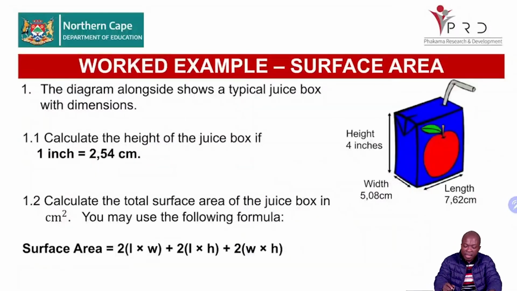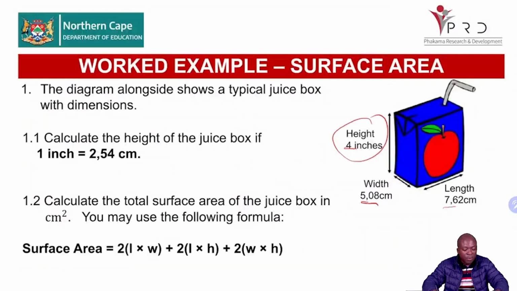If you look on the right side here, this is something like a juice box. So I'm asking you questions which can allow us to answer the questions and be able to use the idea of surface area to move on. It says the diagram alongside shows a typical juice box with dimensions. So we have the height is 4 inches, the width is 5.08 centimeters, the length is 7.62 centimeters. What do you immediately notice about these values? You realize that the height is different. It is in inches, which means along the way we need to convert.